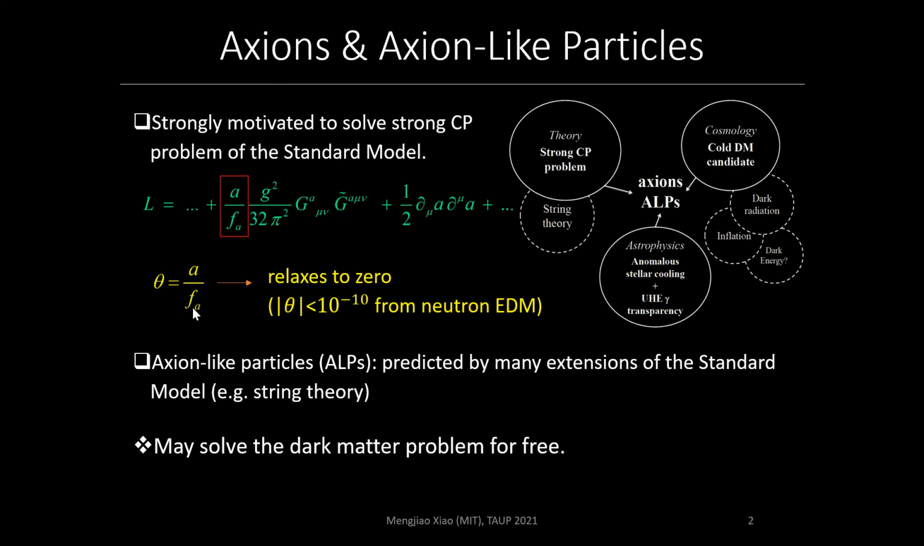If Fa here is very large, the axion will be very weakly coupled, and the vacuum expectation value evolves towards zero from its initial conditions in the early universe. Then the axion has the exact properties of cold dark matter and solves the dark matter problem for free.